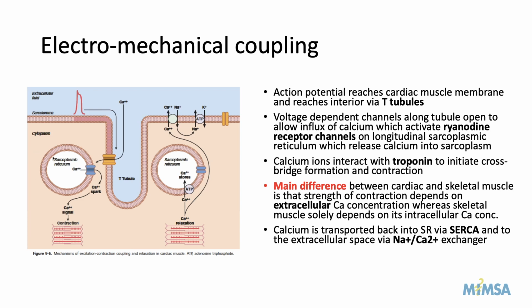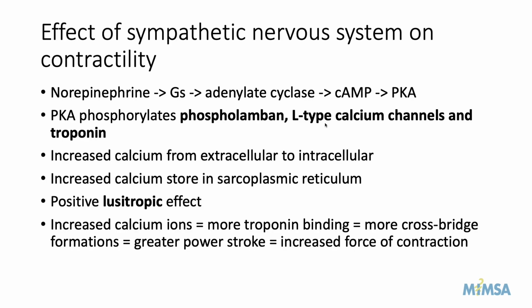And again, as I said, if you have a higher calcium store inside the sarcoplasmic reticulum, there will be more calcium readily available for the contraction. So that also increases contractility. L-type calcium channels: basically, the calcium channels on the membrane, it phosphorylates them and keeps them open. So again, there'll be more calcium rushing into the cell, increased calcium from extracellular to intracellular. It also phosphorylates troponin, meaning it will be more sensitive to calcium. If calcium can bind readily to troponin, there'll be more cross-bridge formation, and that will also increase contractility.